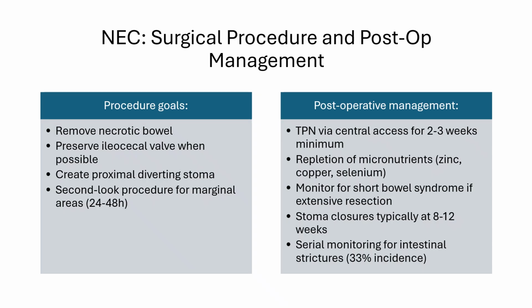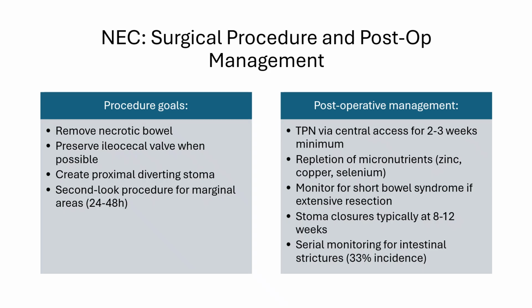Creating a proximal diverting stoma rather than primary anastomosis represents standard practice in acute NEC. Think of this like creating a detour around a construction zone. It allows healing without the stress of immediate reconnection. The inflamed, edematous tissues aren't ready for the mechanical stress of an anastomosis. When bowel viability appears questionable, surgeons often plan second-look procedures at 24 to 48 hours. This approach prevents unnecessary resection of bowel that might recover with adequate resuscitation and improved perfusion. It's like giving marginal tissue a chance to declare itself viable or non-viable. Post-operative management becomes a marathon, not a sprint.